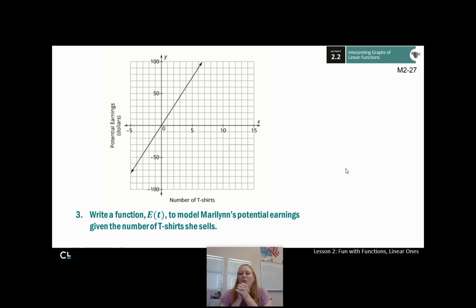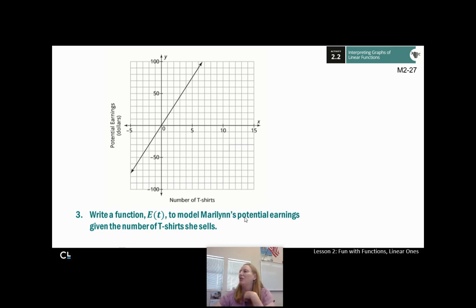I would like you to write a function for this. And instead of calling it f of x, we're going to call our function e of t. E for the earnings, t for the number of t-shirts she sells. So can you write a function?